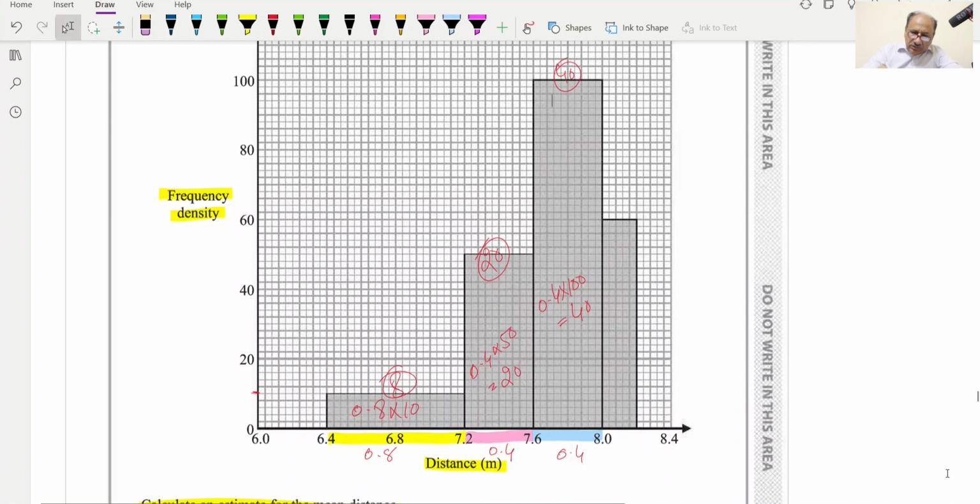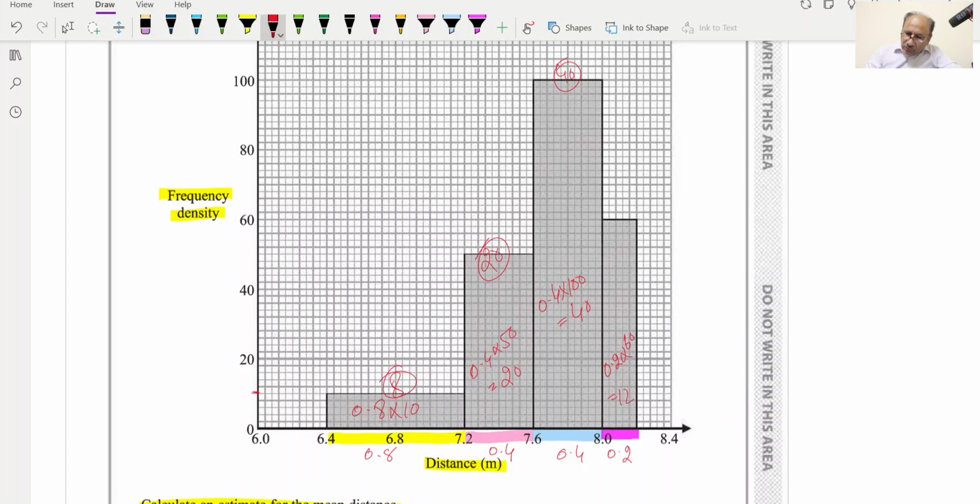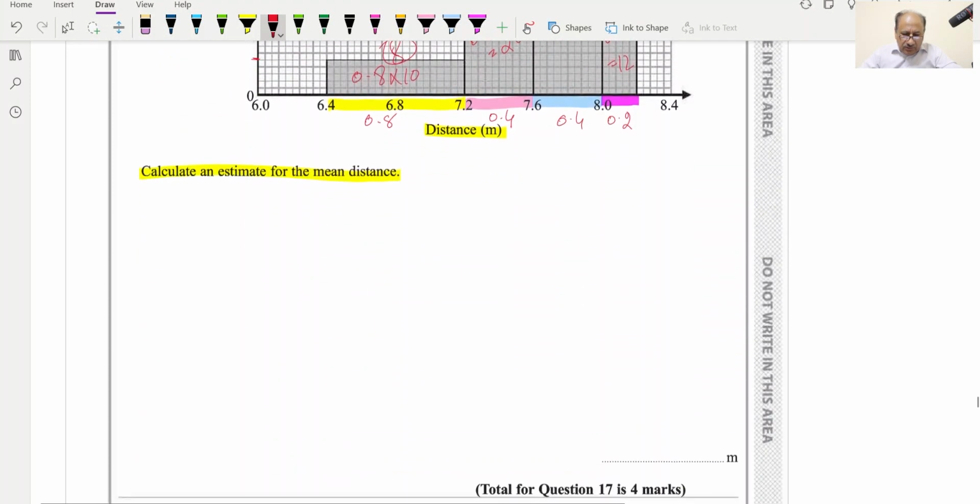Now the last one, which is 8.0 to 8.2, so this will be 0.2, and 0.2 will be multiplied by the height, which is 60. 0.2 multiplied by 60 is equal to 12. So this will be taken as 12, and now we will find the mean estimate.